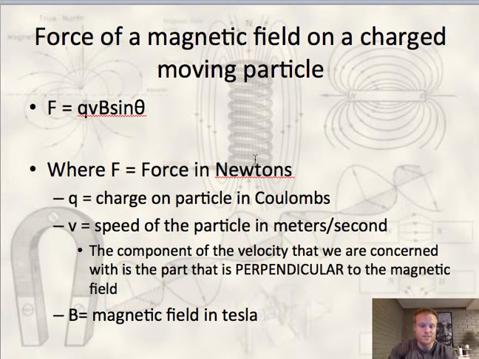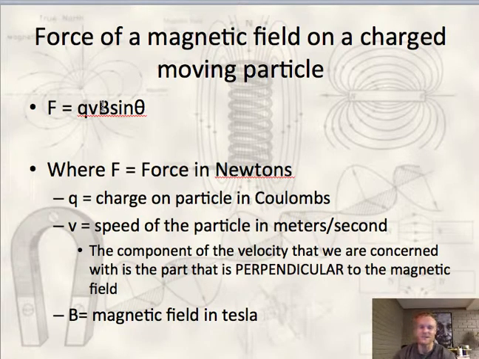There's one more equation, because you'll notice in the beginning of this lesson we said that a current-carrying wire can experience a magnetic force and a charged particle can experience a magnetic force. So here's the equation for a charged particle. F equals Q, which if you think back to static electricity, what does Q mean? Q is the charge on a particle in coulombs. Okay, so we're going to be measuring it in coulombs, times V, which stands for the speed of the particle in meters per second, times B, which is the magnetic field measured in Tesla, times the sine of theta.